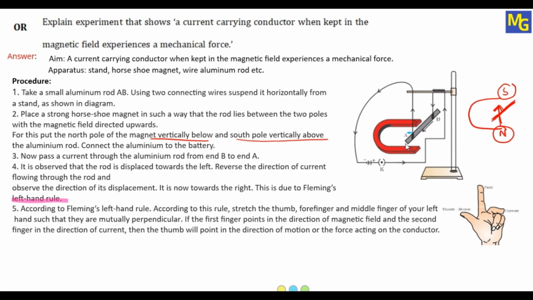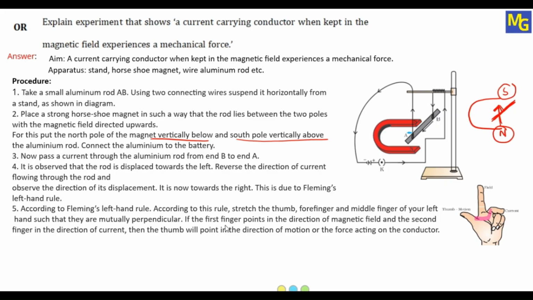This whole activity can be explained by using Fleming's left hand rule. So what does the rule say? According to this rule, stretch the thumb, forefinger and middle finger. See this diagram here. This is the thumb, this is the forefinger and this is the middle finger. All three we have to stretch such that they are mutually perpendicular. It means the angle between every two fingers should be 90 degrees. So all should be perpendicular to each other.